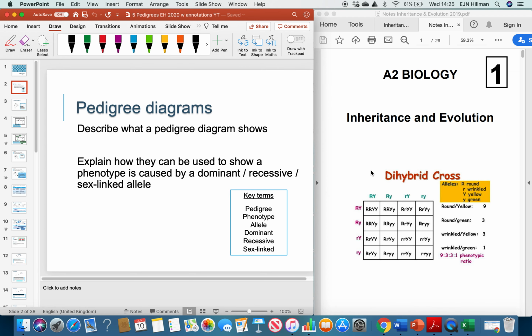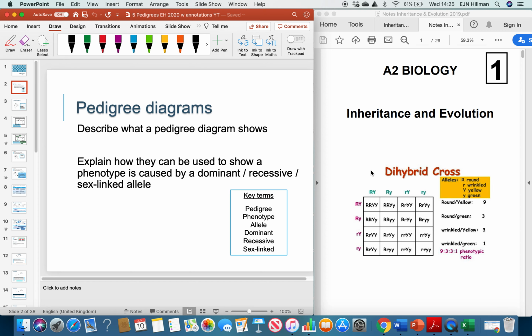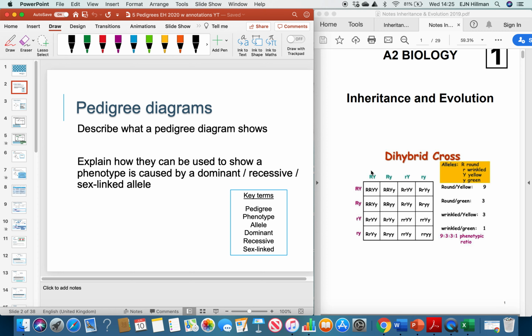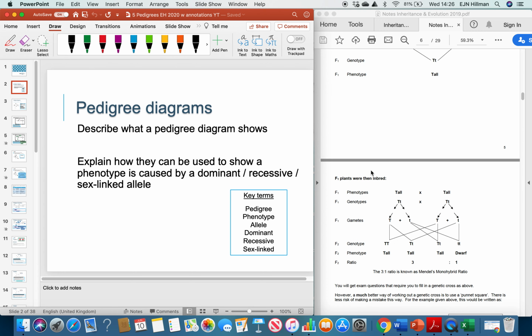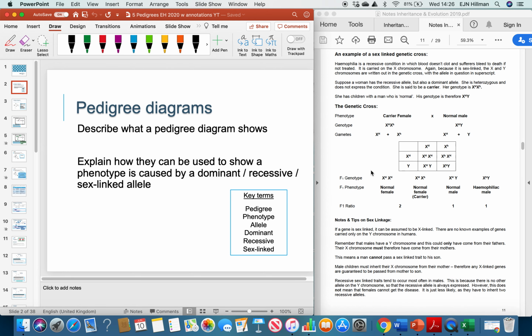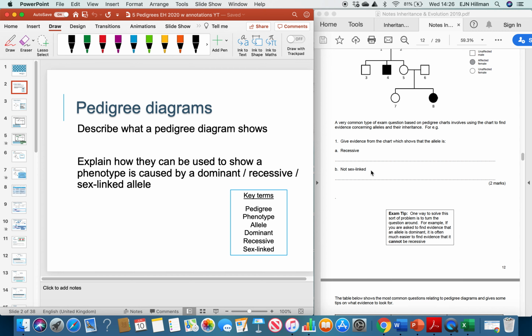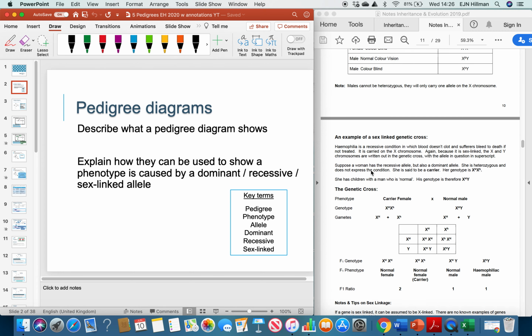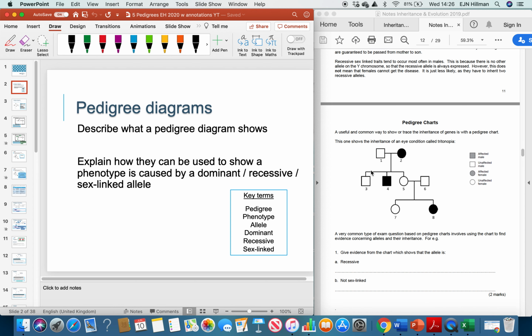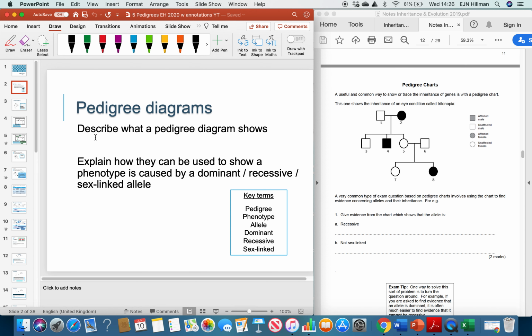This is the next video for booklet 1 in the upper sixth, the Inheritance and Evolution booklet. If you have your notes with you, if you're reading along at home, this begins on page 12, and it's the pedigree diagrams.